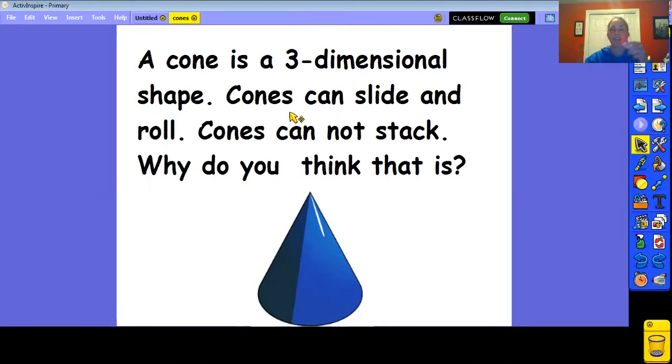Cones cannot stack. Why do you think that cones cannot stack? Take a second and think about that. Cones can slide and they can roll. Why can cones not stack? What do you think? I'll tell you. It's because cones only have one flat surface.